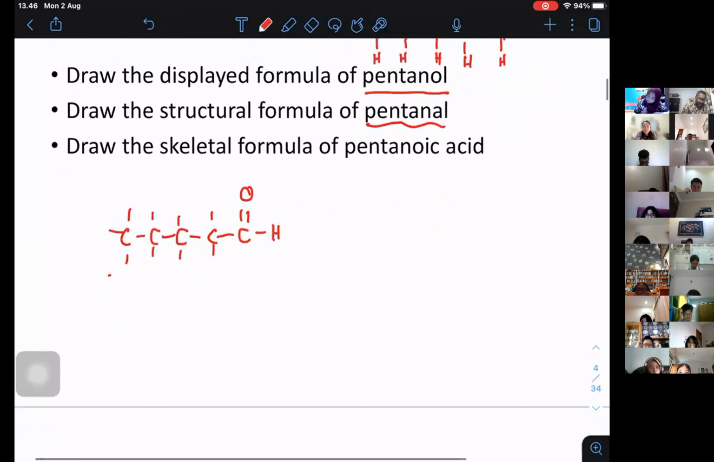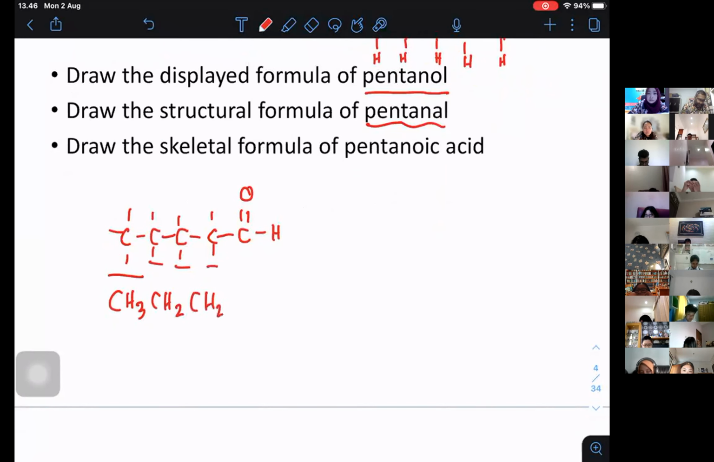How to write? This is CH3, CH2, CH2, CH2. Don't go and put COH over here. This is going to be CHO, aldehyde. So you need to write it down this way. Now that is the structural formula for pentanal.